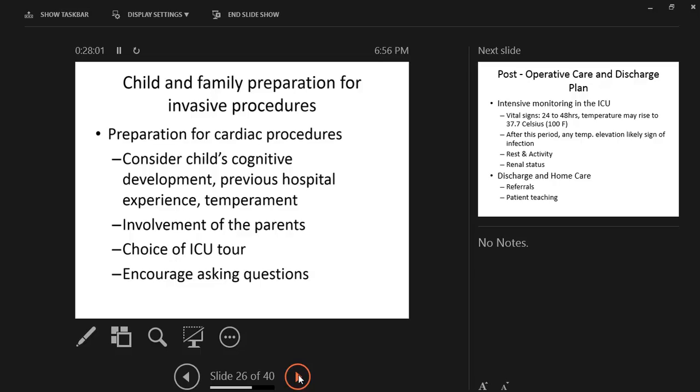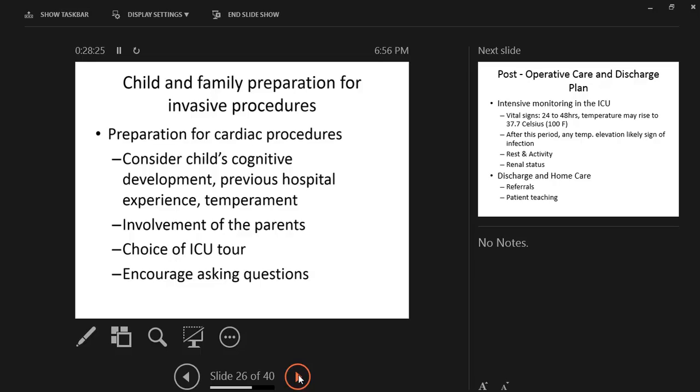Child and family preparations for invasive procedures. We need to make sure that we do pre-op teaching. If they're an older child, say school age or older, we can take them to CCU and let them hear the sounds of even the EKG machine. Even with a preschooler, because it makes clicks and noises as it cuts on and off, they need to know what that's going to sound like.